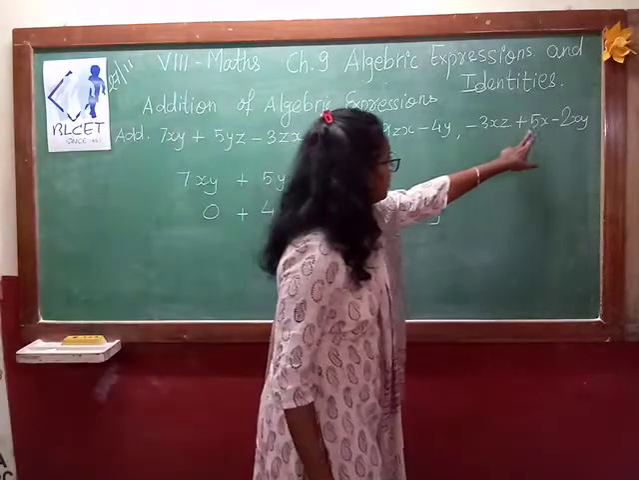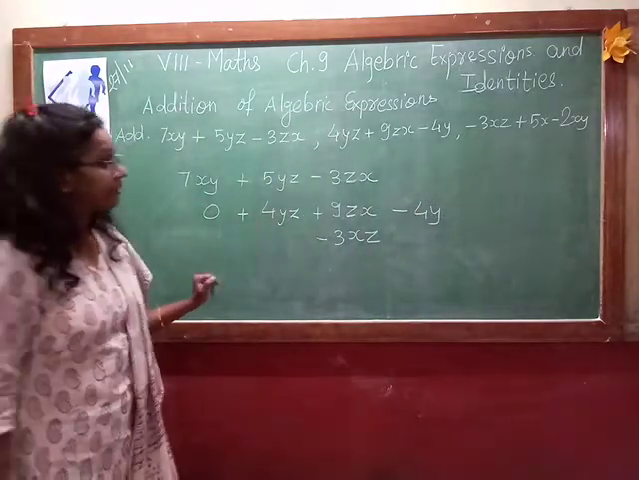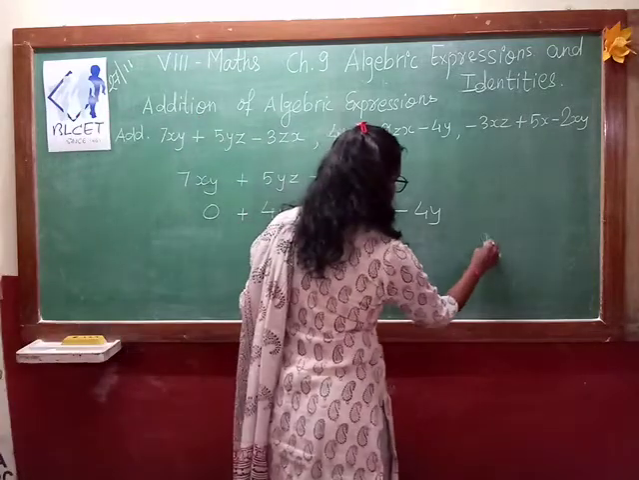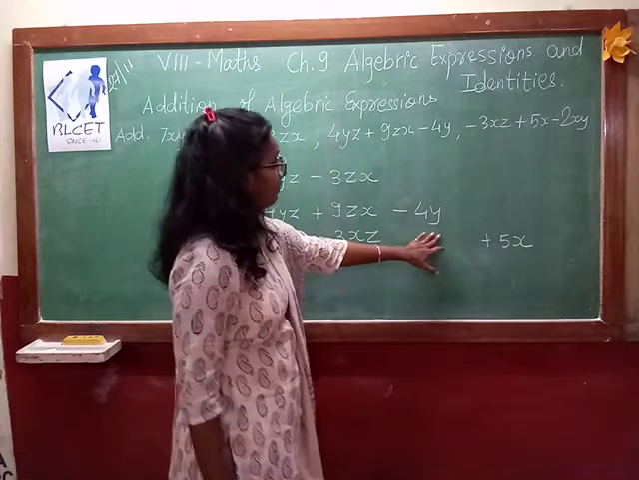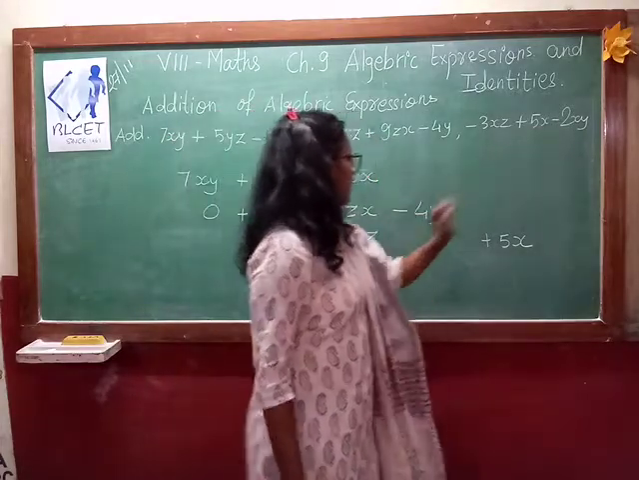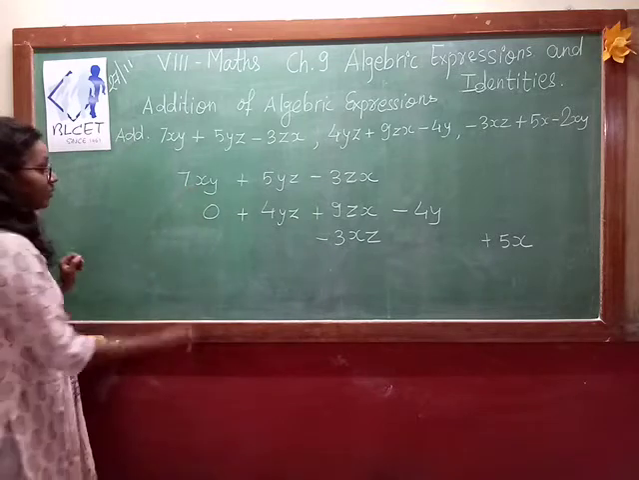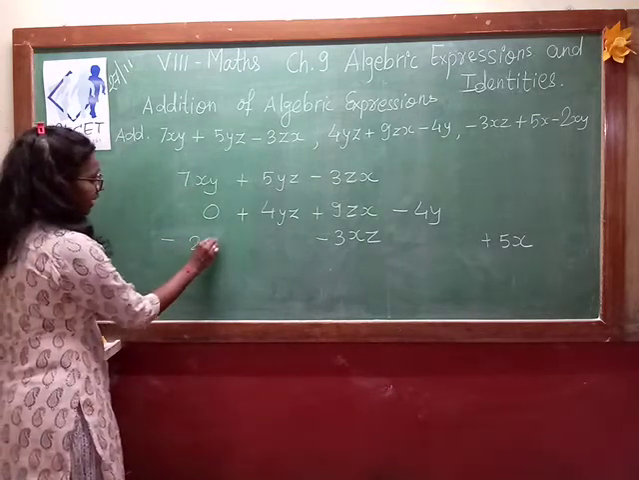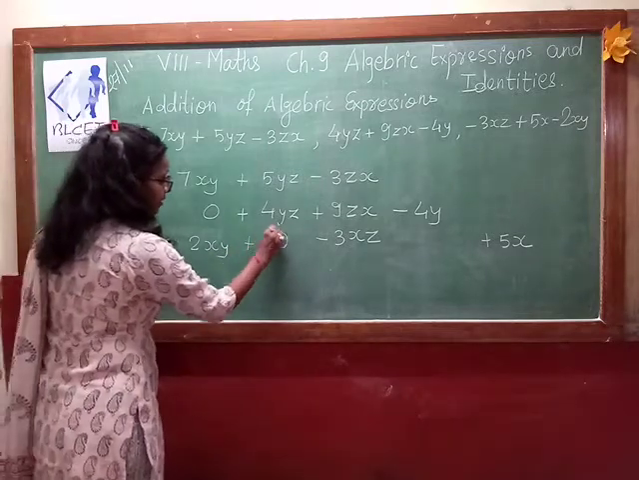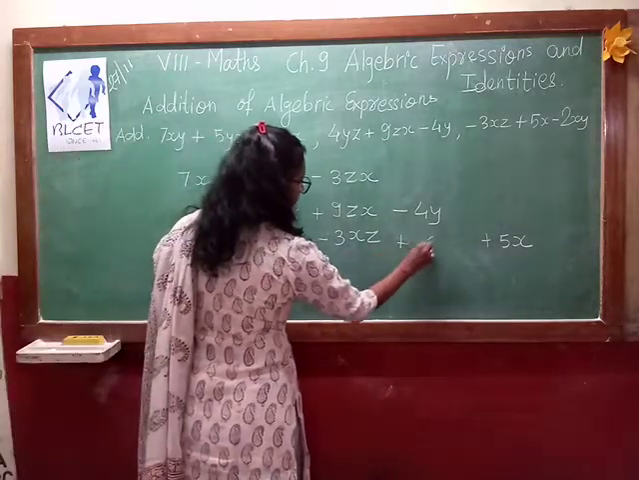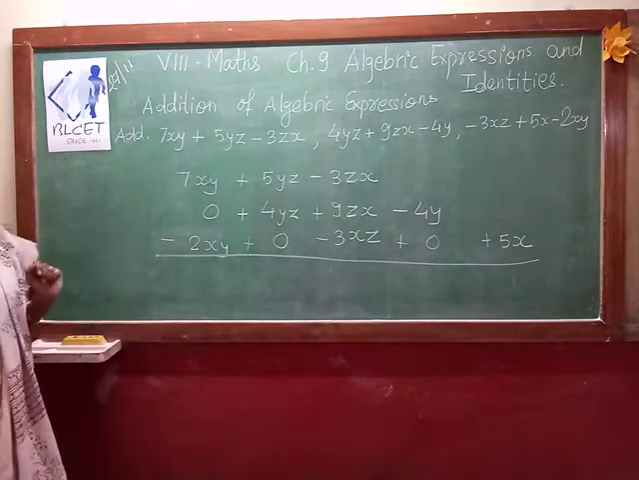Then plus 5x. In all there is no 5x, so that 5x we will write at the last, and the place is empty. Minus 2xy. Where is 2xy? 2xy will come below 7xy. So minus 2xy. Now wherever there is an empty place, write 0. So this way we have to write.